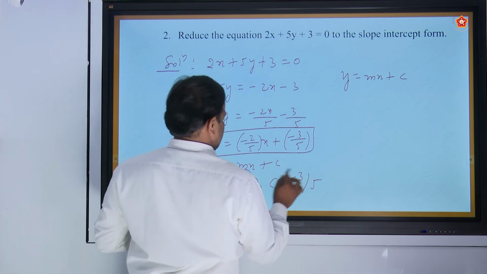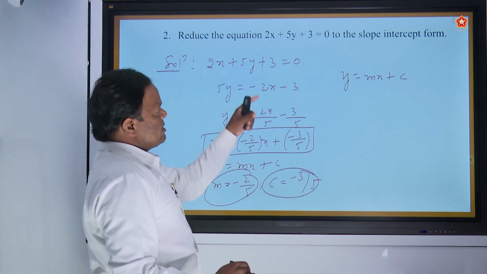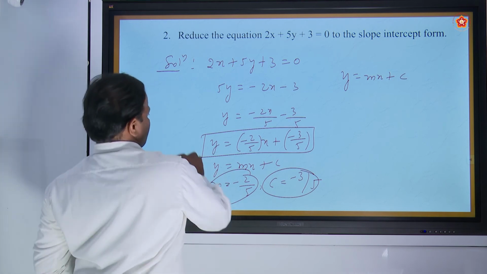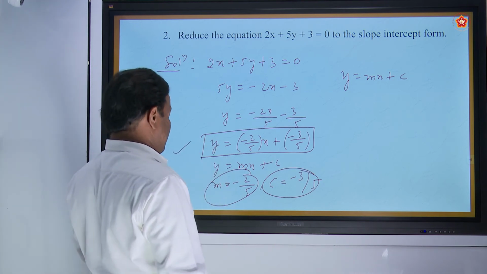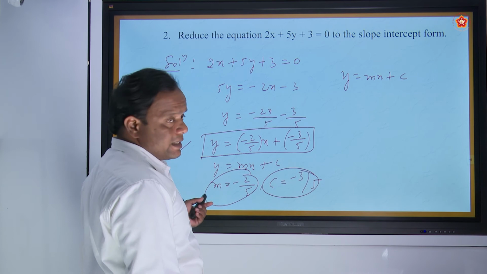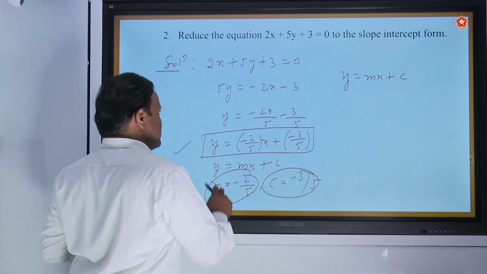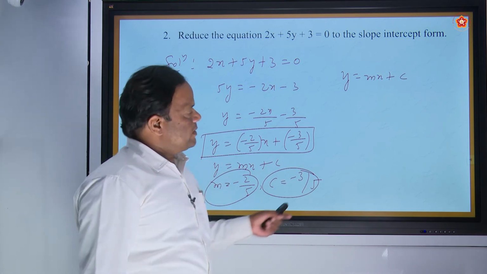This is slope, this is the y intercept. Here asked only slope intercept form. This is enough. If you write m and c, no problem. But write correctly, don't write wrong. Okay, this is over. Very simple, no?